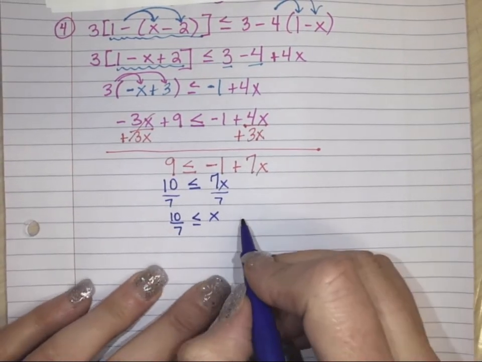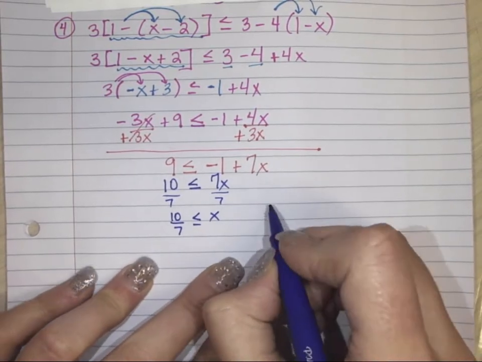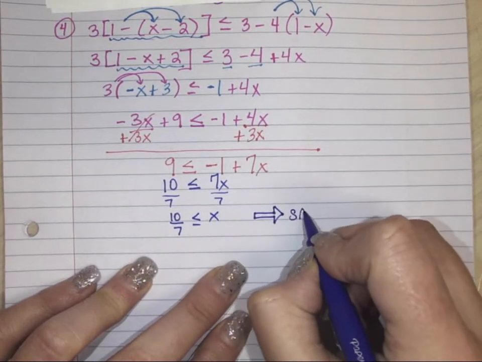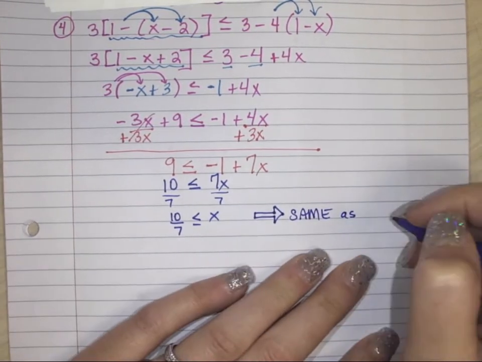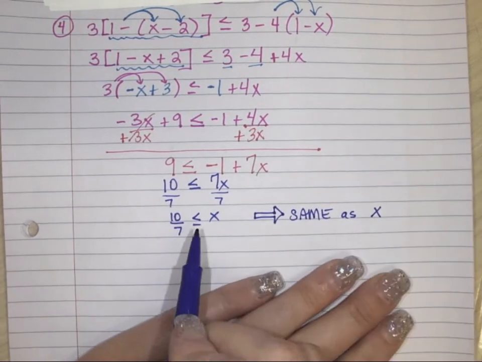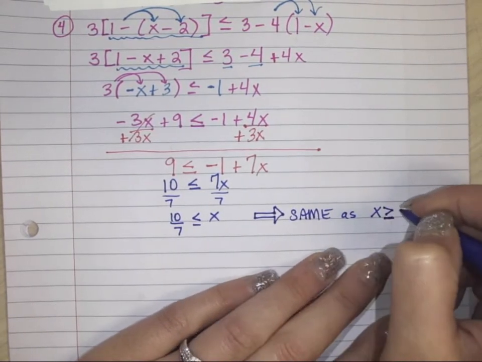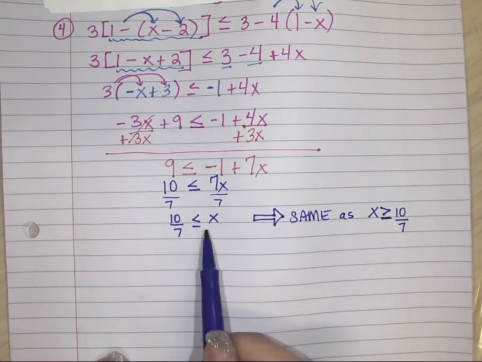So what I always like to do, if my variable is ever on the right side, this is also the same as x being, notice that the big mouth opening towards x, greater than or equal to 10/7. So do you agree that those are equivalent?